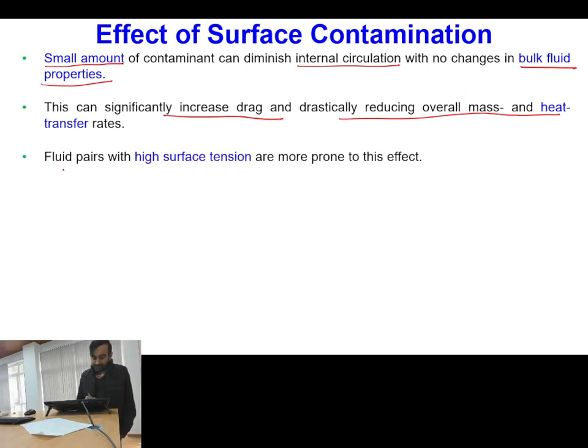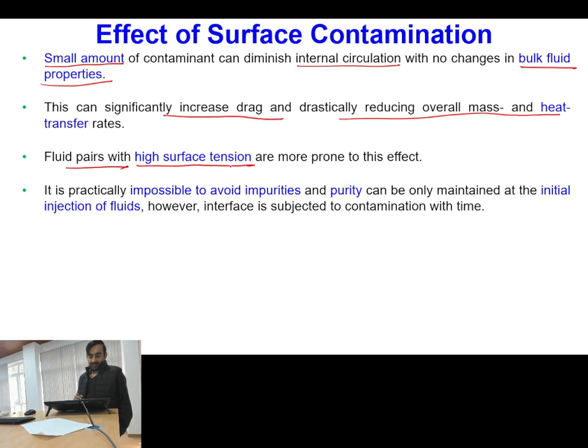The fluid pairs which will be affected by this phenomenon are those having high surface tension. These are more prone to this effect, because in these cases we will be experiencing a drastic reduction in the value of surface tension. If we consider the practical level, then it is impossible to avoid impurities, and purity can only be maintained at the initial injection of the fluids into the system. After some time we will find that somehow our system gets contaminated, and then these internal circulations will be diminishing.